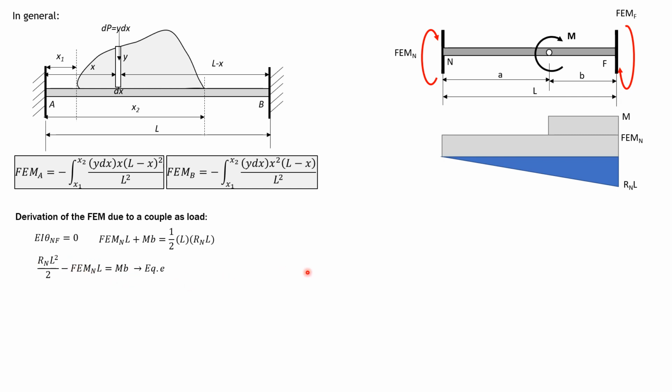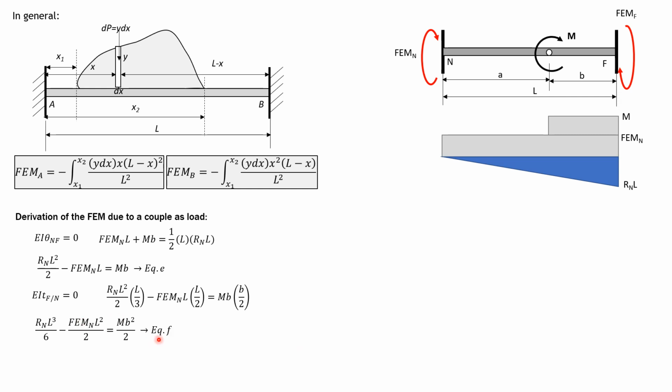Let's compute the deviation of F relative to N, so that we sum up moment about F. So moment arms of these areas about F. So RnL squared over 2 is multiplied by L over 3, minus fixed moment near L times L over 2 equals MB times B over 2. So RnL cubed over 6 minus fixed moment near L squared over 2 equals MB squared over 2.